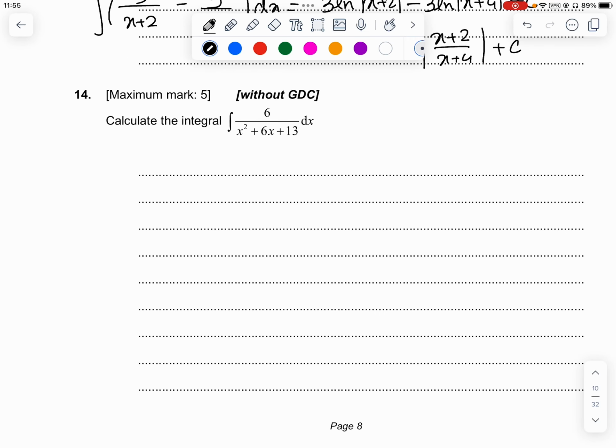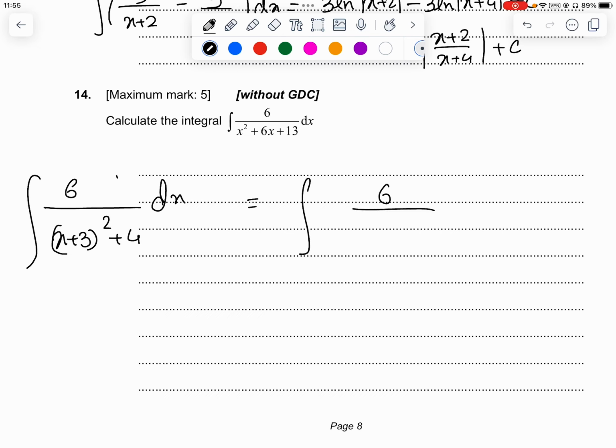Question number 14. So it is 6 upon (x plus 3) whole square plus 4. We can't factorize it. So therefore 6 upon (x plus 3) whole square plus 4. So what does that become now?